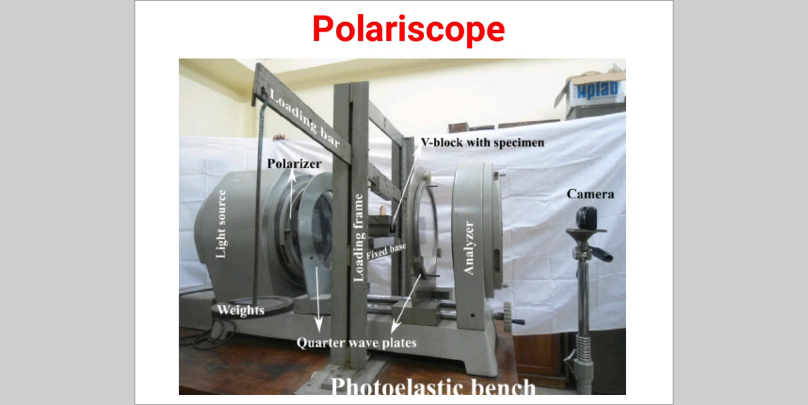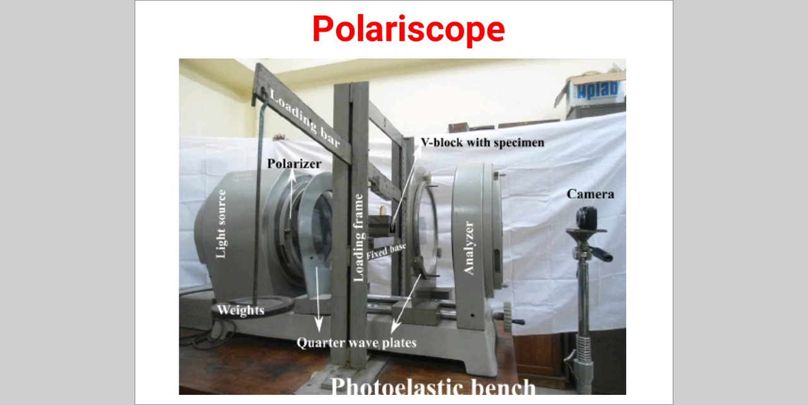Towards the left side, there is a light source, then after that a polarizer. At the extreme right side, there is an analyzer, and near that analyzer, there is a camera. At the center position, one attachment is given, called the loading frame. Whatever model we are going to analyze is loaded at its center point, and that load may be tensile, compressive, or bending, as per the requirement.